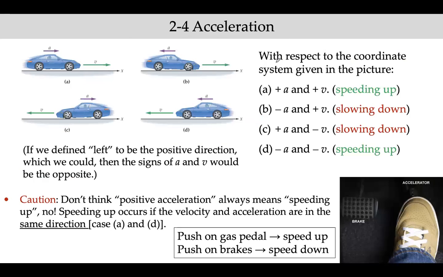Okay, so remember the positiveness or negativeness of any quantity depends on the coordinate system you choose, like which direction you define to be positive or negative. In this case, the right direction is defined to be positive with respect to this coordinate system. See, that's plus x. So with respect to this coordinate system given in the picture, let's think about all 4 cases.